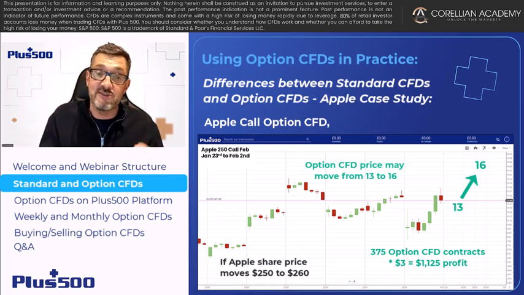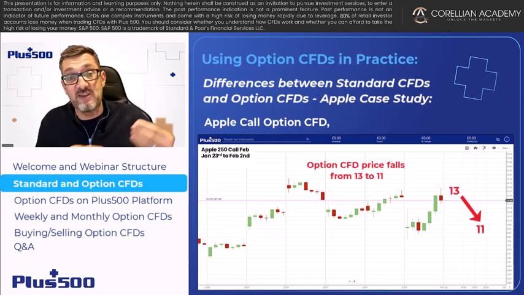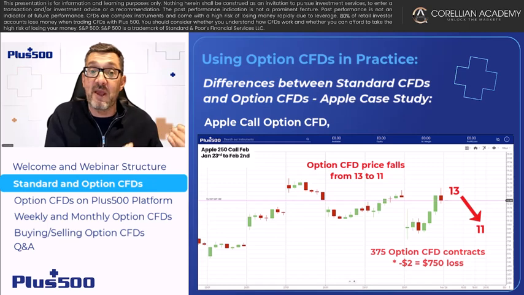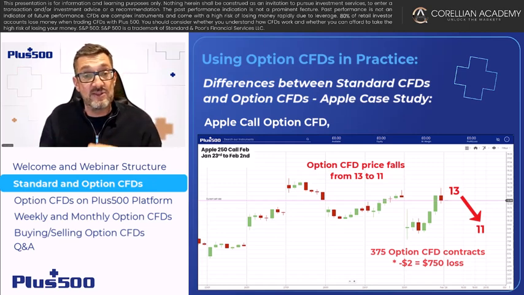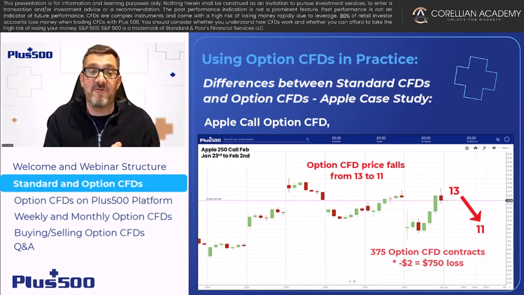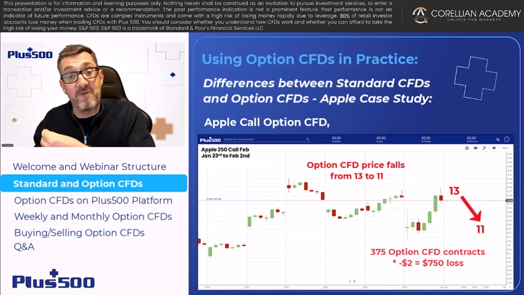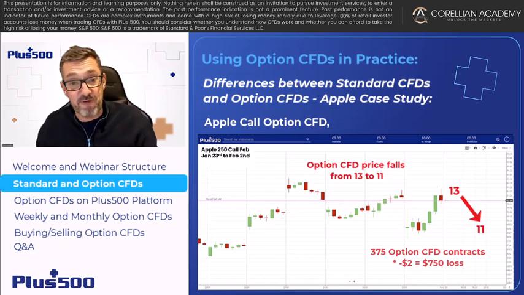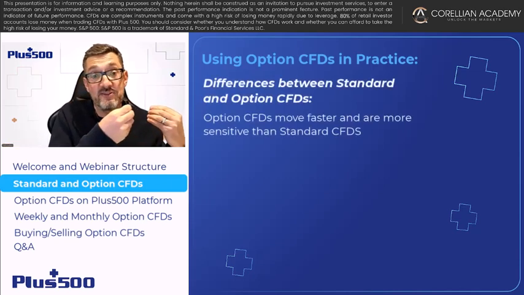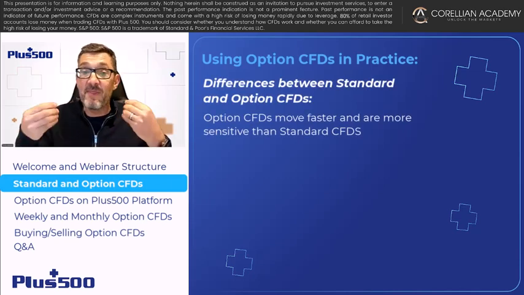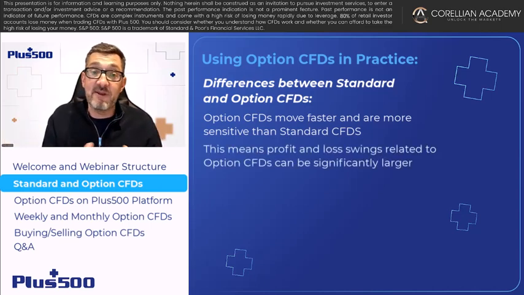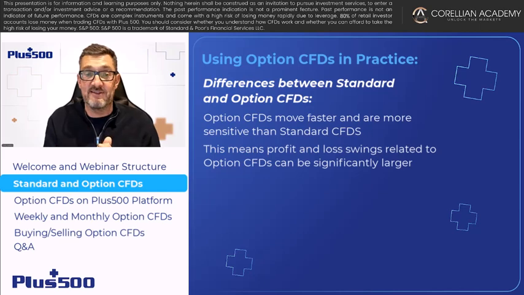But the flip side is just as important. If the option CFD's price falls from 13 to 11, that's a 2-point drop. Your P&L becomes 375 contracts times -2 equals a $750 loss. Again, the move is amplified because of the larger position size. And this is the key message. Same leverage, same margin, completely different behavior. Option CFD prices move faster, they're more sensitive, and they react to more than just direction, which is why the swings in P&L can be significantly larger than what you see with a standard CFD.